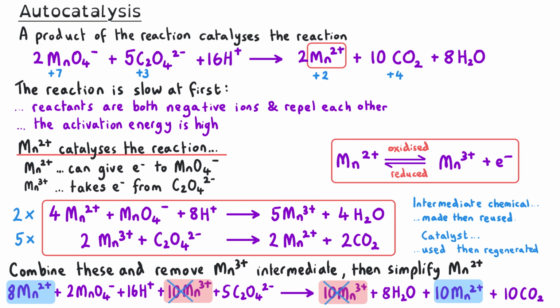And then we have 8 manganese 2 plus in the reactants and 10 manganese 2 plus in the products. And so we can remove 8 from both sides. And so that just leaves us with 2 in the products. And then this equation has been simplified down to the one that we began with at the top of the page.